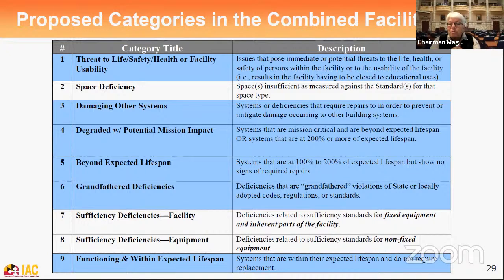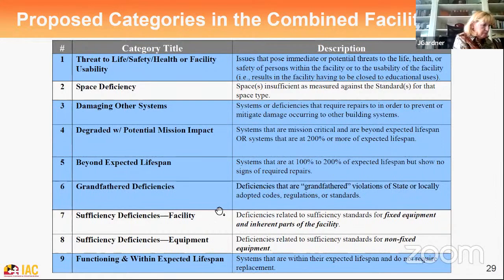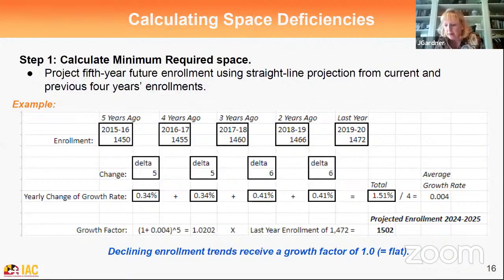Thank you, Madam Chair. I'd like to go back to your slide number 16 on calculating space deficiencies. And if you're going to use a straight line projection to go out to fifth year enrollments, it's my understanding that most school systems, and ours for instance, use a cohort survival method. And so can you explain to me why you're not using a cohort survival method? Because for areas where there's growing enrollment, using the straight line method is going to definitely understate the enrollment projections, and maybe severely so. So that's my first question.